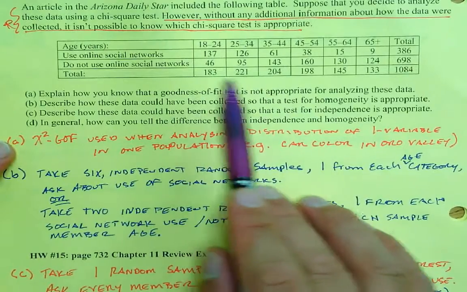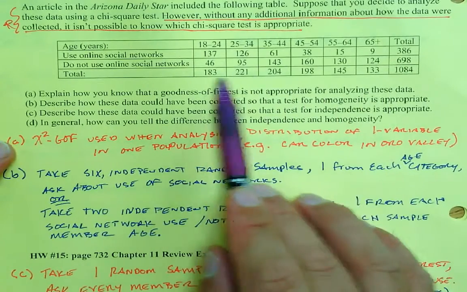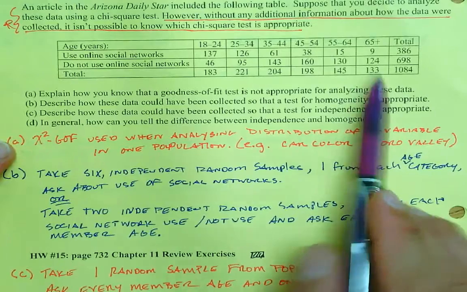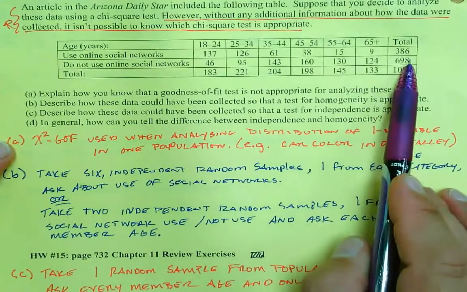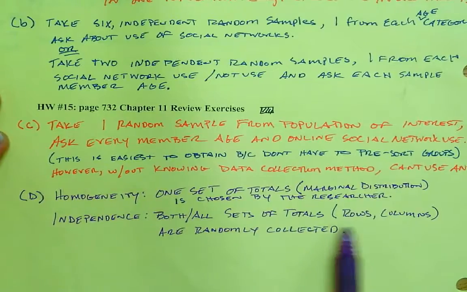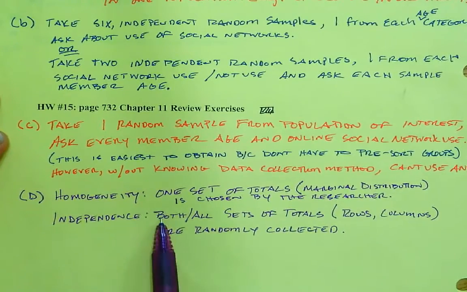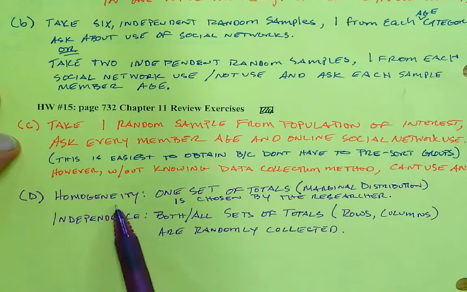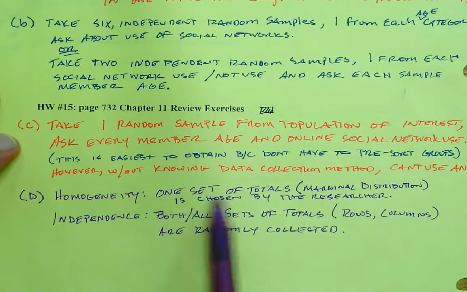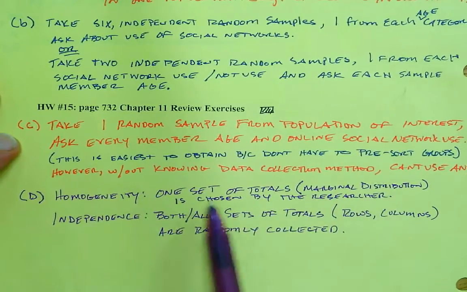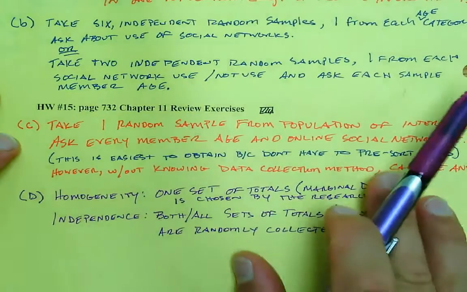So we have not pre-described or pre-sorted our age groups, and we have not pre-sorted our social media use. So when all of that is random, your rows and your columns, that's independence. However, if the researcher, whoever's collecting the information, does choose one set of totals, a marginal distribution, then we're looking at homogeneity.